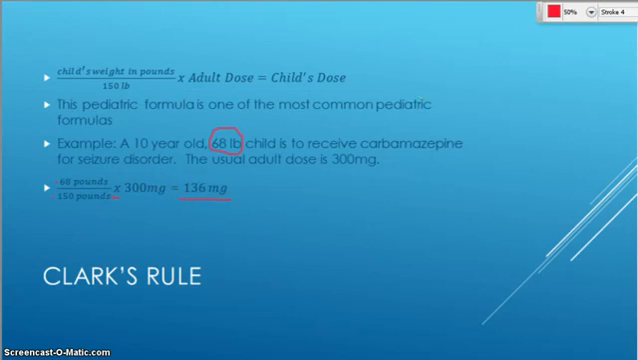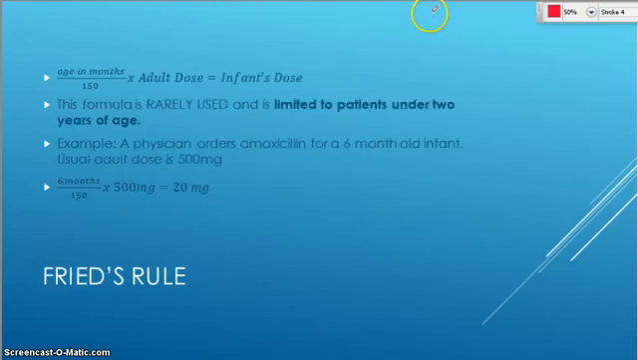The next formula that we're going to look at, another pediatric formula, is called Fried's rule. And Fried's rule is very rarely used, and the reason for this is because it's only for patients under the age of 2. So think about that while you're doing your discussion posts this week, that this rule is only for those children who are under the age of 2. So it's not even appropriate for the majority of our pediatric patients.